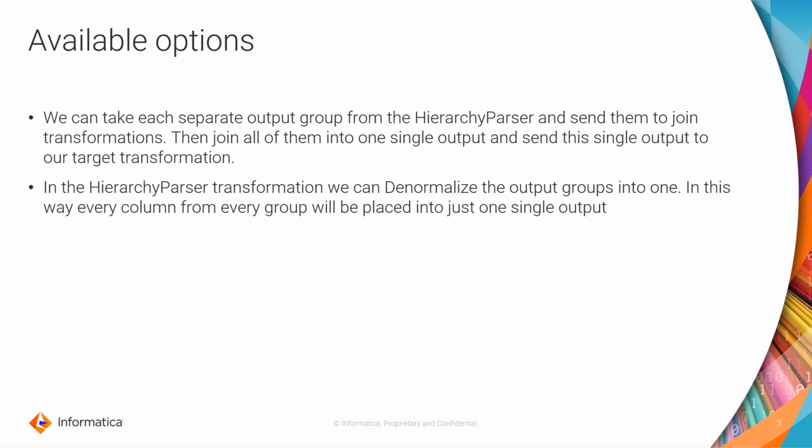The second option also is using the Hierarchy Parser, and you have one option to denormalize your output data. This means that all the columns that are in all your different output groups will be placed into just one single output. This is very fast. The probability that you make a mistake is going to be smaller. And if you want to specify which columns you want to send in the output and which you don't, it's going to be easy. It's going to save you a lot of time. So this is the option that we are going to focus on in this demo and in this video. And we will proceed to show you the steps that you have to do in order to achieve this.